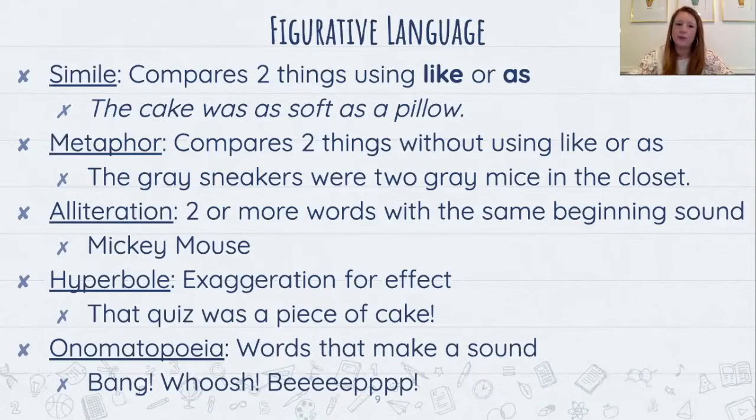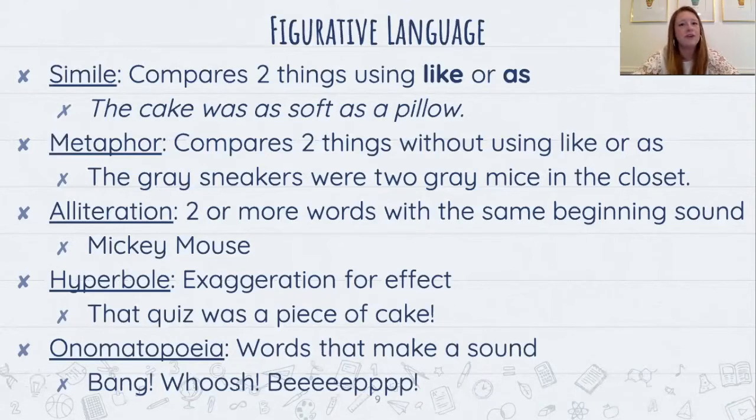It was no problem. Another one that I know I've been using a lot right now is I've been saying, oh, I feel like I've been in my house for a million years. Now, you and I both know we've not been in our house for a million years right now, but it feels like it's been a really long time. So hyperbole is, again, when we exaggerate for an effect.